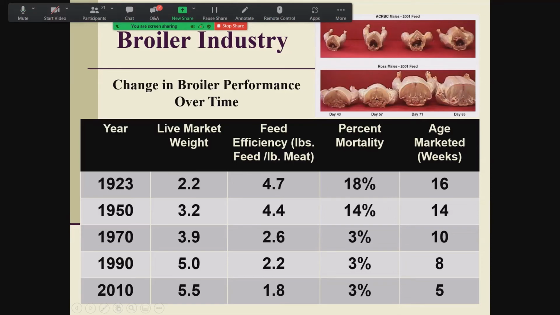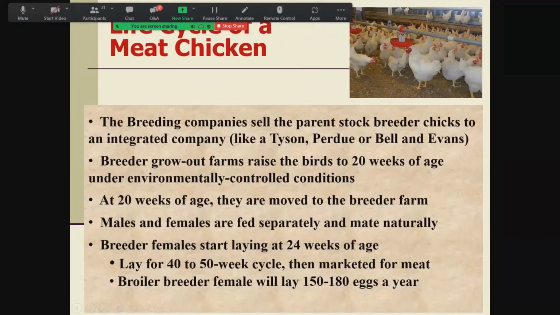And at 43 days of age, 57, 71, and 85, these are all exactly the same age, above and below each other. And that's the meat conformation because of genetic selection, of selecting the top 10% of your meat producers every year to get to that point. So we've been able to make amazing strides to get good quality meat out.